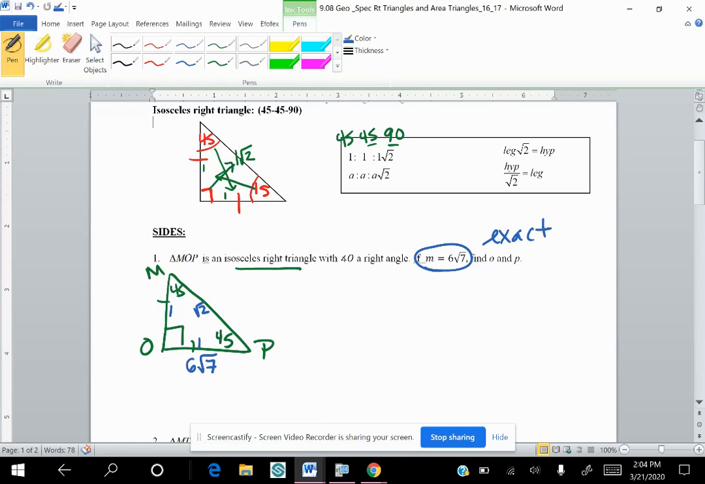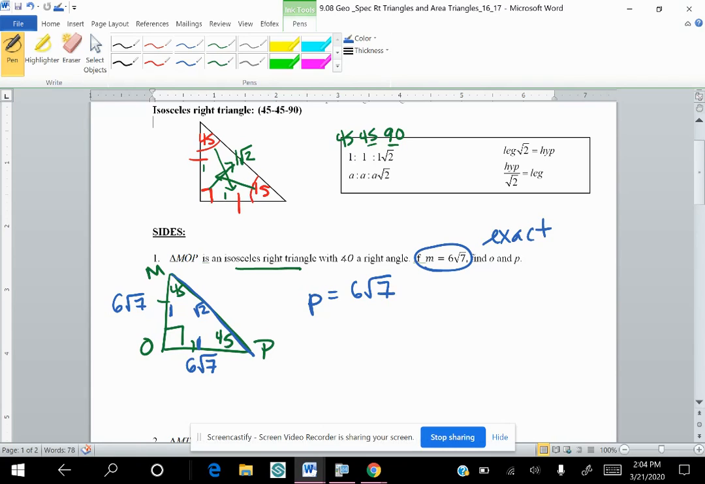So what I'm going to do is look inside the triangle and say, okay, first of all, this is a 1 and this is a 1. So these are the same. So I already found that P is 6 radical 7. Now I want to find side O.